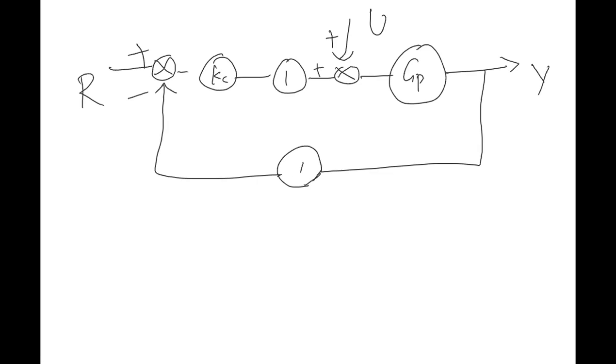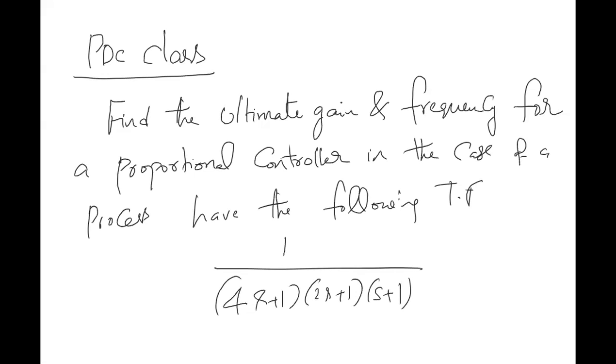So this is the transfer function of the loop. This is the same problem that we need to do. What you should do is, please show the question. So you need to find the ultimate gain and frequency.